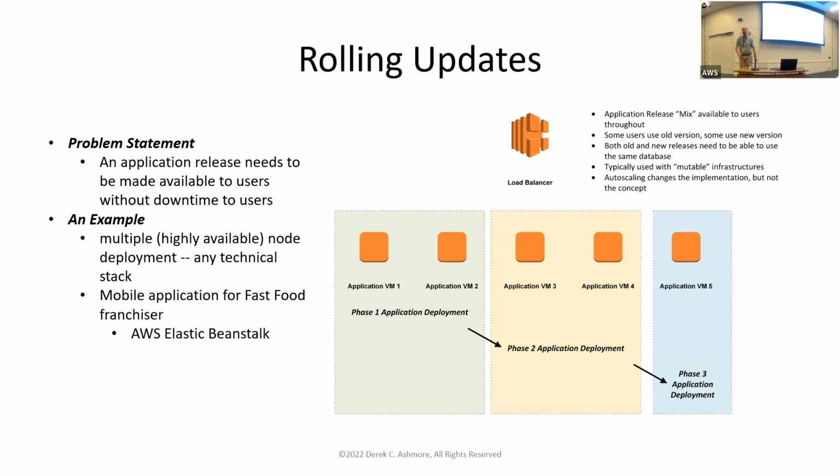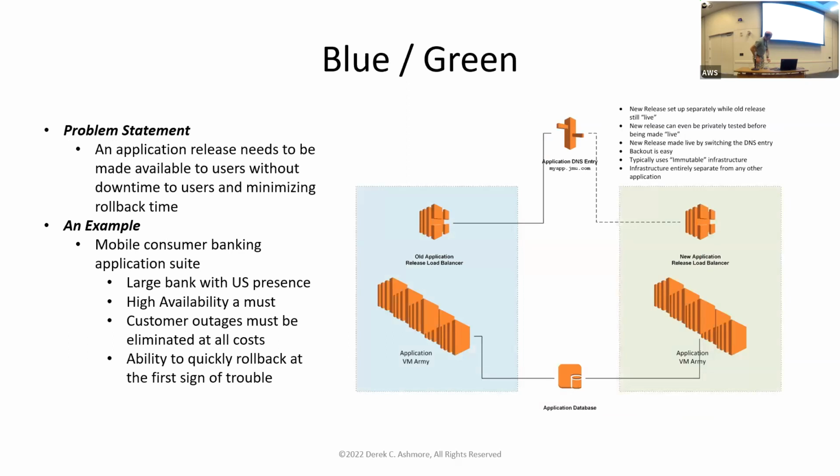This particular customer manages those deployments through Elastic Beanstalk. Once again, I don't want to start any religious wars. Kubernetes comes with rolling update deployment kinds of features more built in, and that's another way to implement something like that.